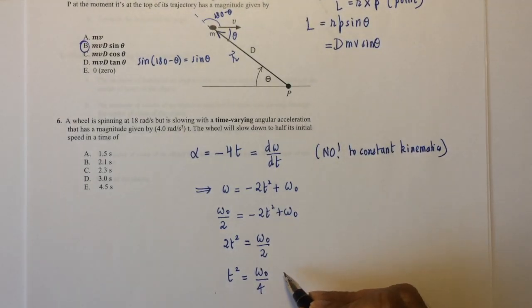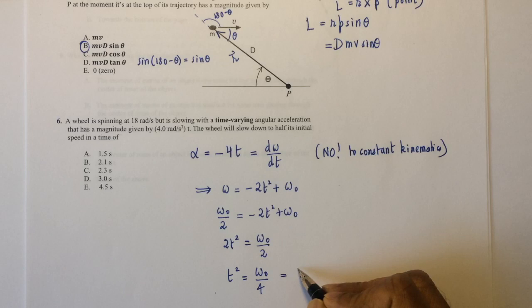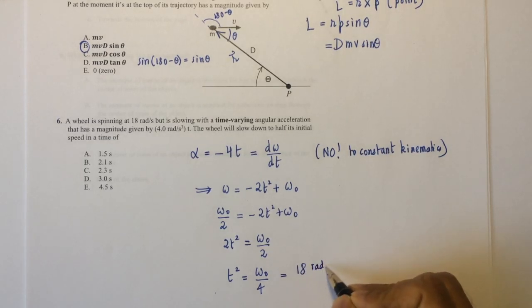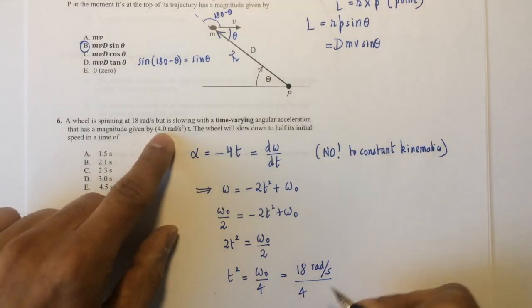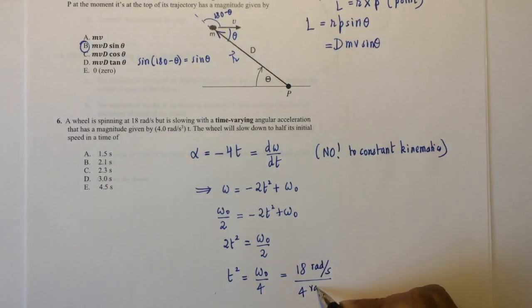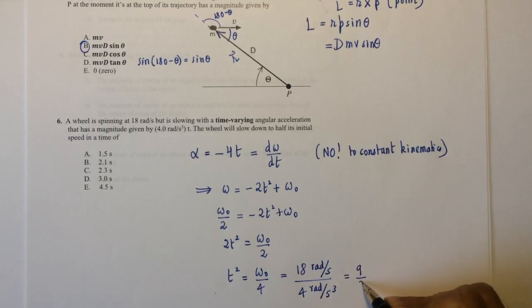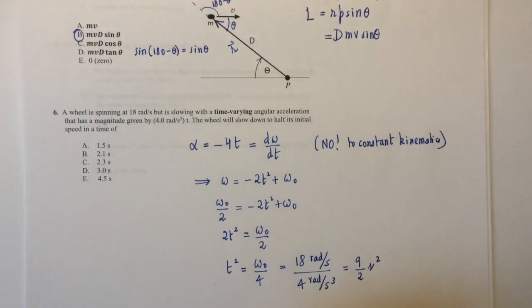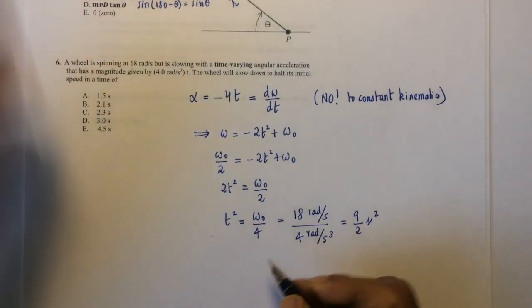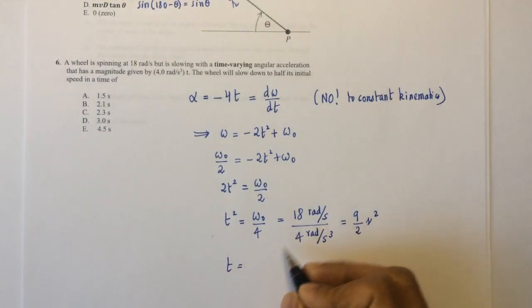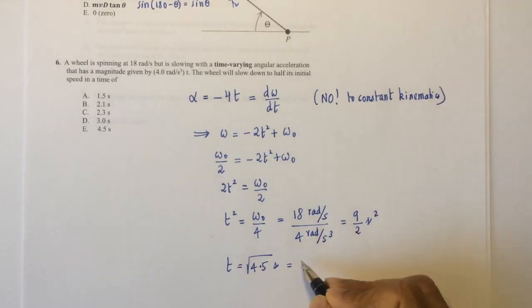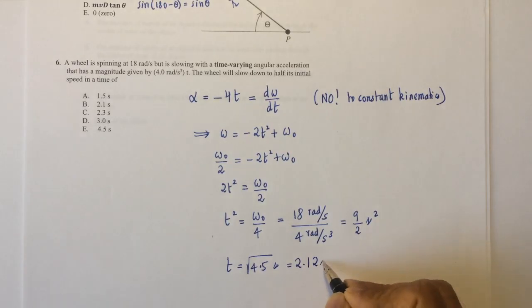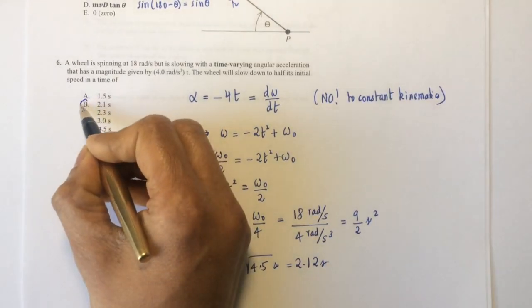At this point, I can substitute the various values I have. 18 radians per second. Now that 4 actually carries units, so let's put that back there. Radians per second cubed. And so that gives me 4.5 seconds squared. And the final answer is got by taking the square root, the positive square root of 4.5, which is 2.12 seconds. So the correct answer there is B.